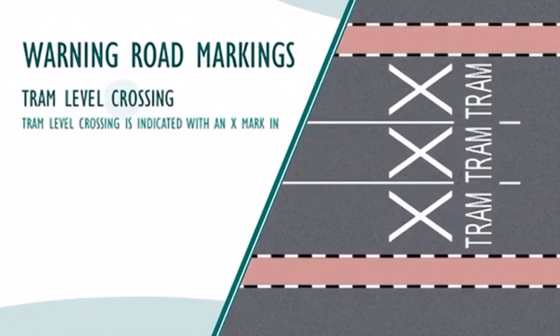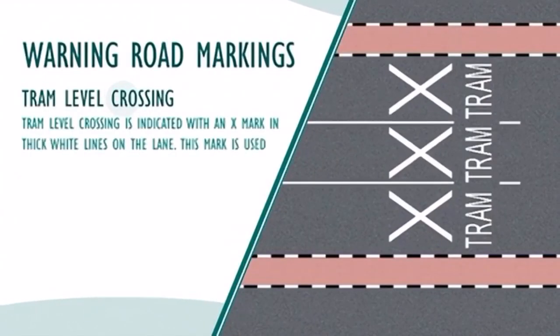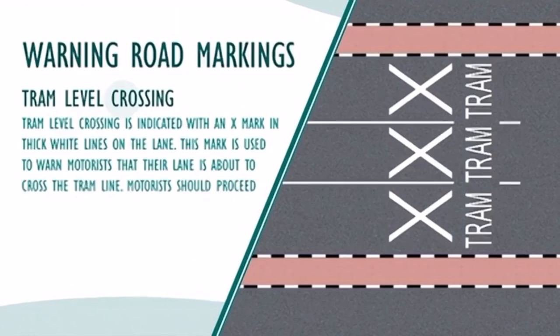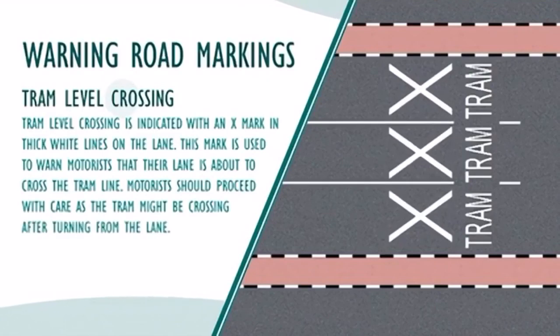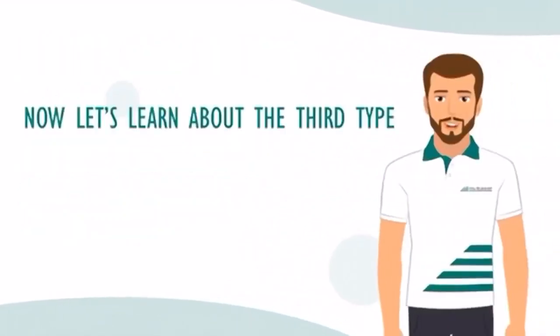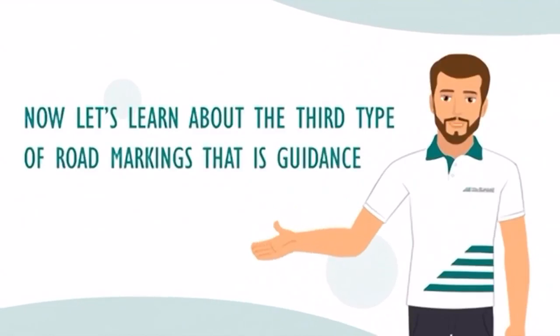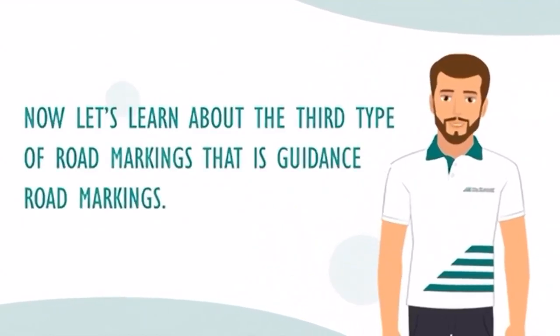Tram level crossing is indicated with an X mark in thick white lines on the lane. This mark is used to warn motorists that their lane is about to cross the tram line. Motorists should proceed with care, as the tram might be crossing after turning from the lane. Now let's learn about the third type of road markings, that is, guidance road markings.